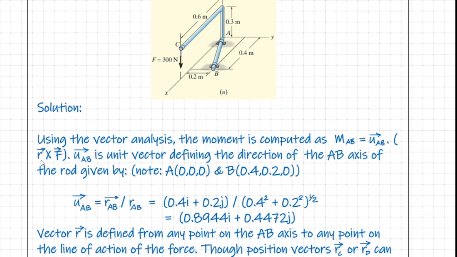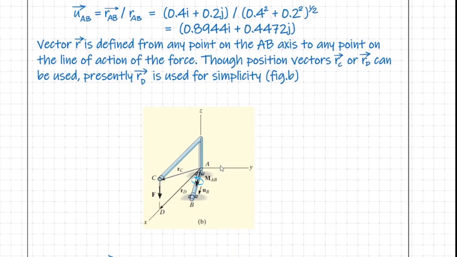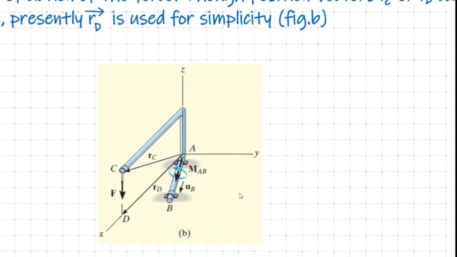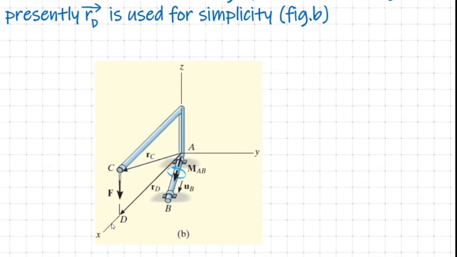Now let us talk about vector r. Based on our understanding, vector r is the position vector drawn from any point on the axis to any point on the line of action of the force F. So in this case, we can draw a position vector from the point A to the point C, which satisfies our definition of r_C, because A is a point on the axis and C is a point on the line of action of vector F. Again, vector r_D also satisfies our criteria because it is drawn from a point on the axis AB to a point D on the line of action of F.